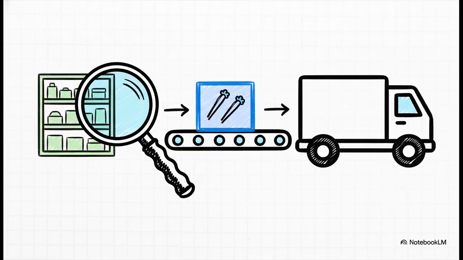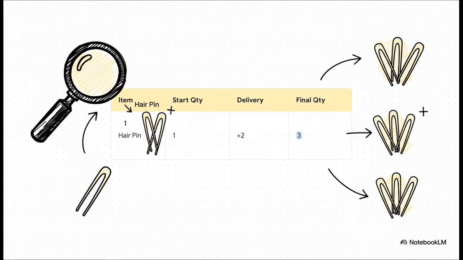Okay, enough talk. Let's get this thing started. First up from the delivery truck, a package with two hairpins. We check our current inventory list and, yep, there it is. We already have one hairpin. Now, this part's really important. We don't just add a new hairpin entry. No. We find the one that's already there and just update the number. We started with 1, the delivery brought 2 more, so our new total is 3.